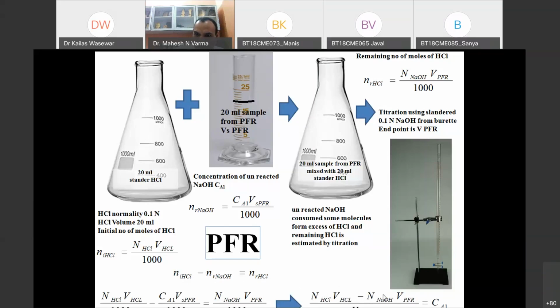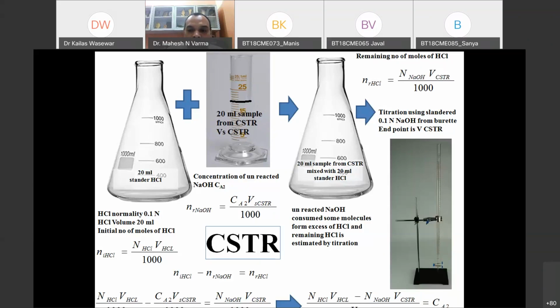This is the concentration of NaOH filled in the burette, and this is the volume of the endpoint of the titration, VPFR, and this is the volume of sample taken from the PFR. So this will give me CA1. CA1 is nothing but the concentration of A after the PFR.